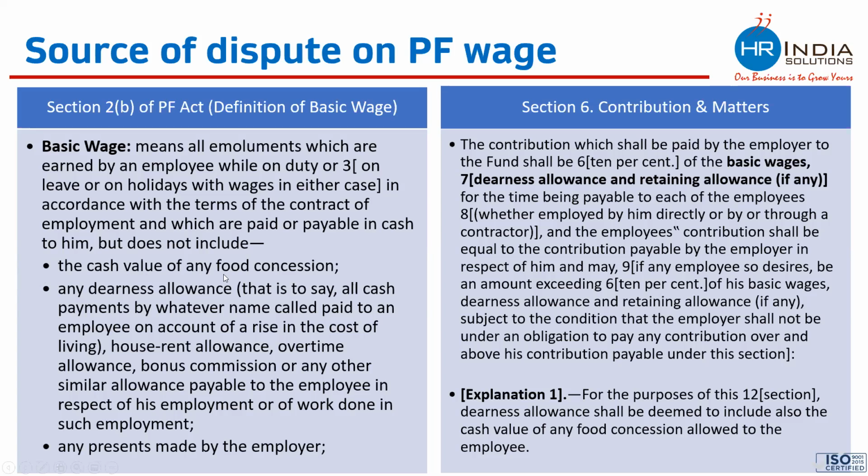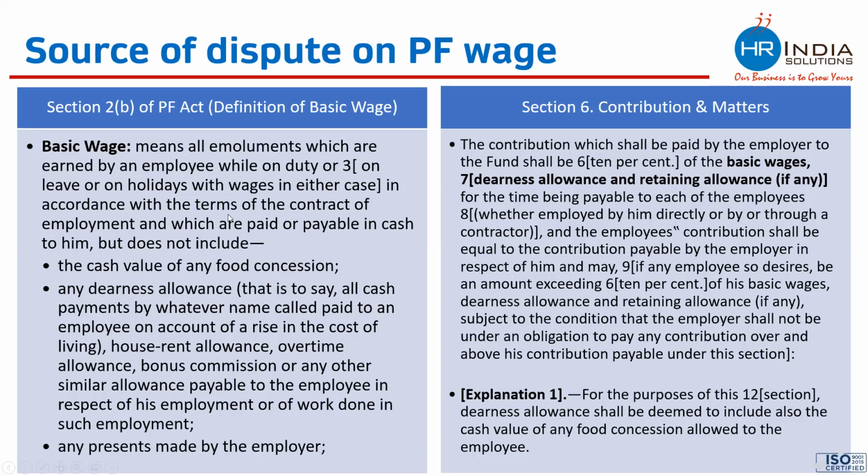it does not include the cash value of any food concession, if the company is providing any food allowance. It also does not include the dearness allowance. But if you notice, we discussed earlier that it was basic and DA. We used to calculate PF on basic and DA. We'll understand this thing here.